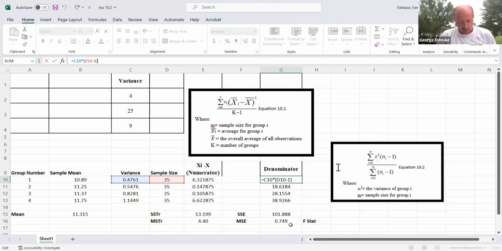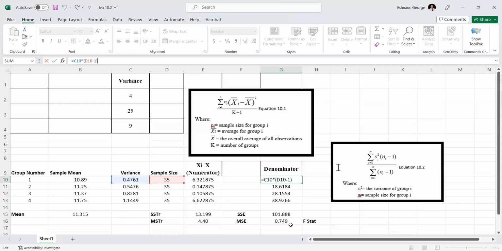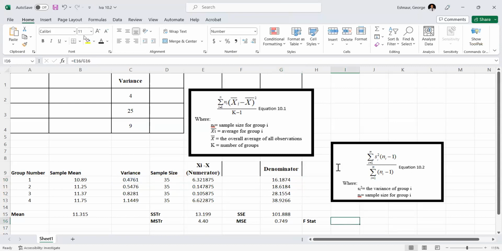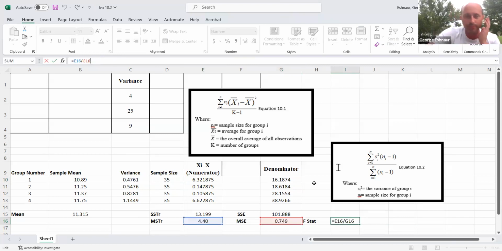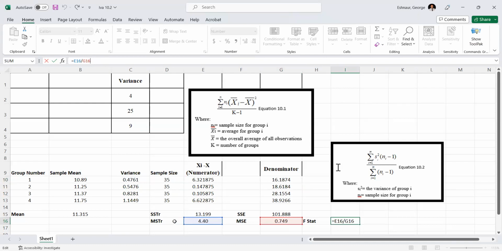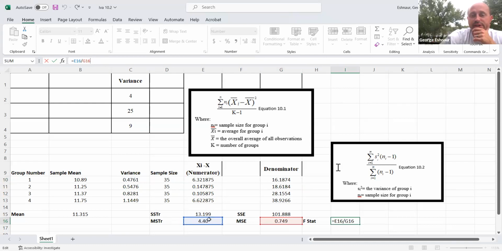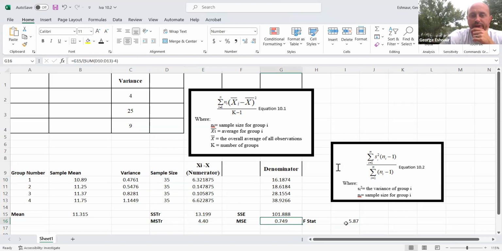So what do we do to determine the F statistic? Divide the between group sum of squares by the within group sum of squares. The mean squares. Yes, the mean squares, sorry. Yep, because you want to do the averages. So you just take this one divided by this one, and that's going to give us our F ratio.